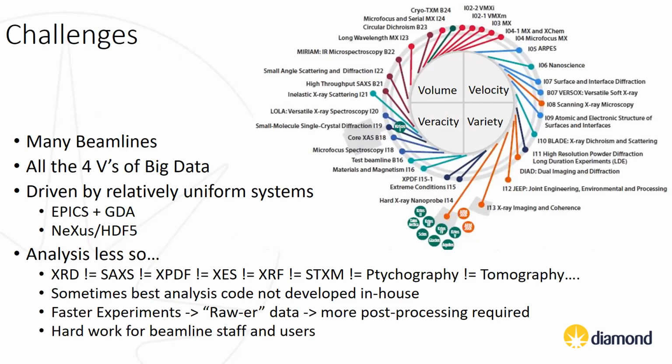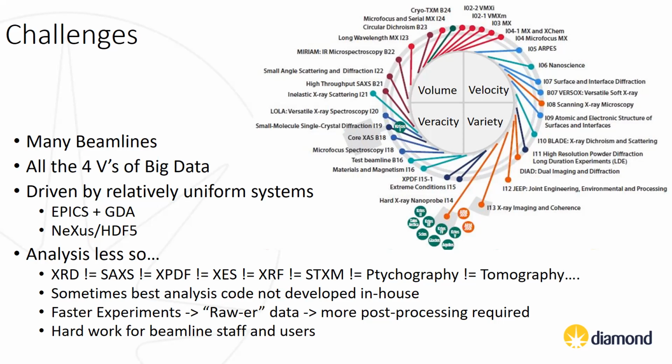Because there are challenges in reuse, yeah? As with any facility software, there are challenges. Diamond's got many beamlines, and we do hit the four V's of big data. We've got volume, we've got velocity, but we're built on a relatively uniform base. So most of the beamlines are running the EPICS stack for controls. They've got GDA on top. We're writing data into HDF5 using NeXus tagging for the metadata. So it's a nice uniform base on which we can build.